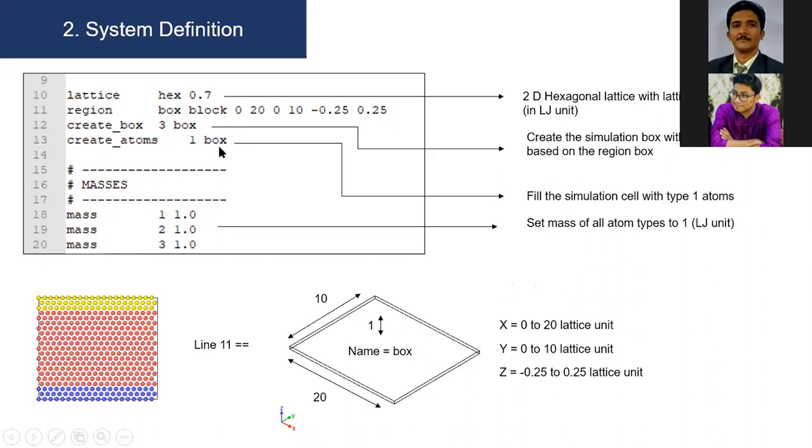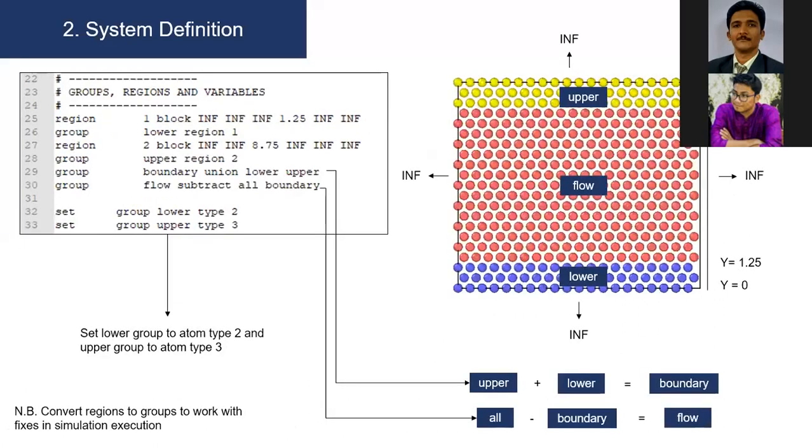That is what I'm doing here. Okay. And then I'm defining the masses. Mass 1 is 1, mass 2 is 1, and mass 3 is 1. These are just random values. When you are working with a practical simulation, you have to write the real values here. And again, one more important thing: these are all Lennard-Jones units. When you are working with real units or metal units, then you have to change these values based on those units. Okay.